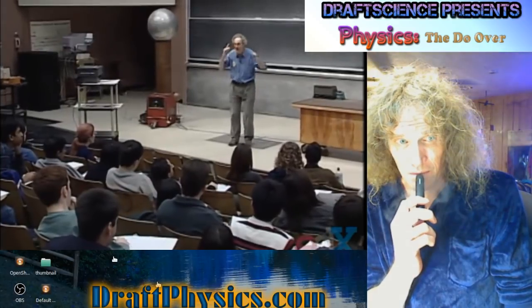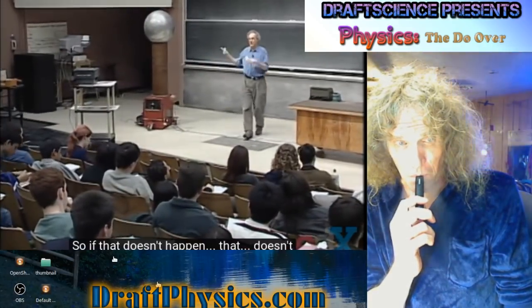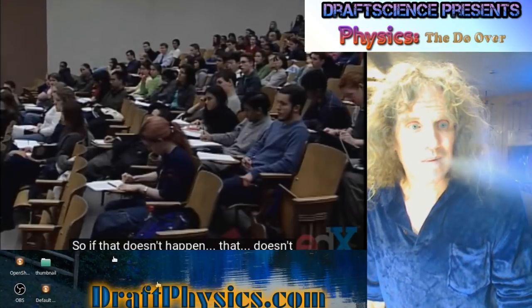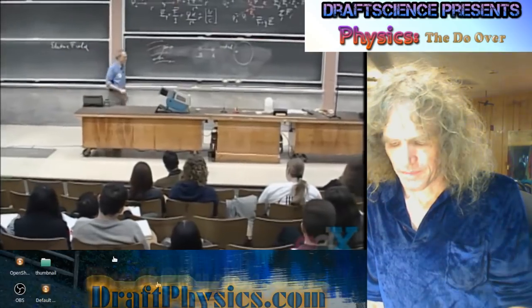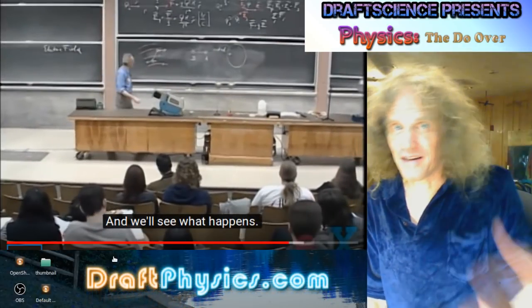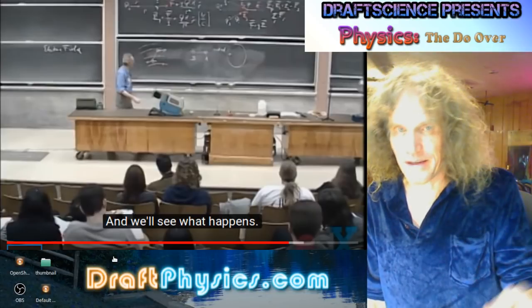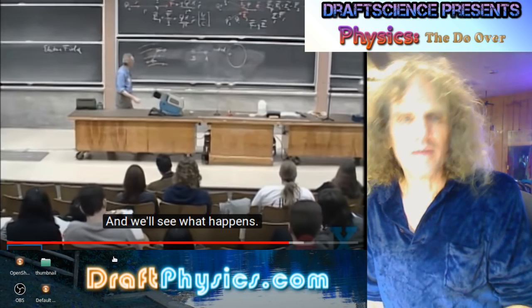Okay, A will go inward if the two Van de Graafs have the same polarity. So if that doesn't happen, that doesn't mean that physics doesn't work. It means the two Van de Graafs have different polarities. And we'll see what happens. You really should know, because the Van de Graaff is just a machine, and it only creates an opposite polarity if you reverse or change what's rubbing against what.